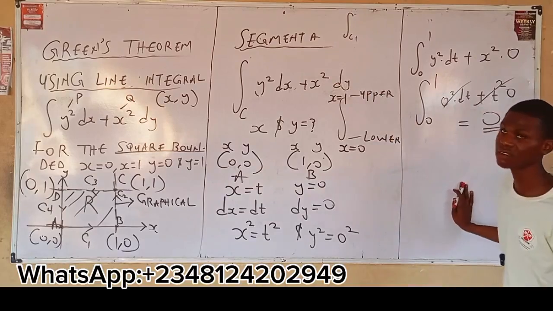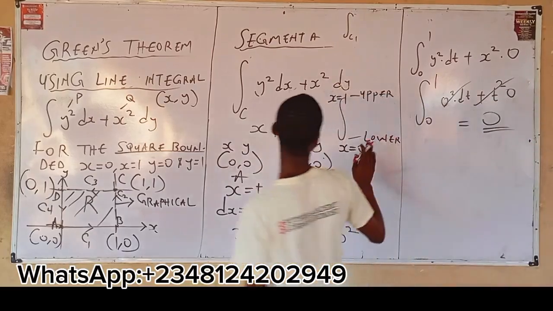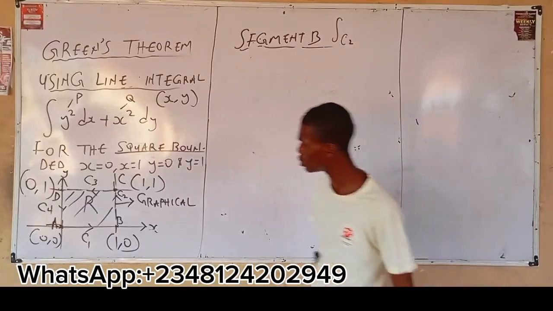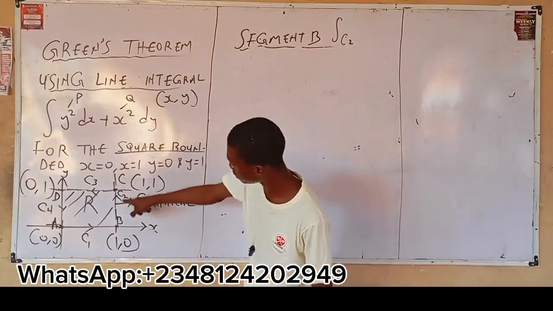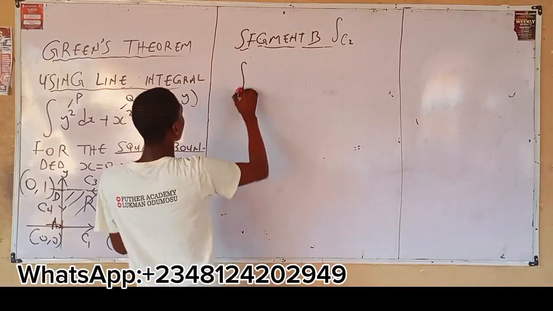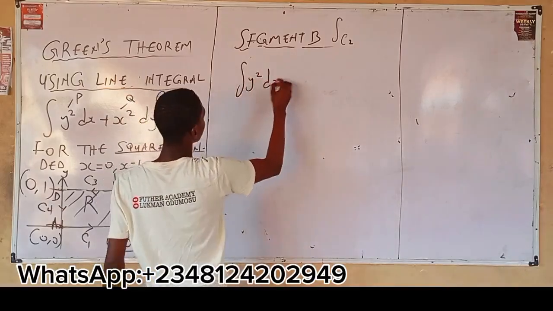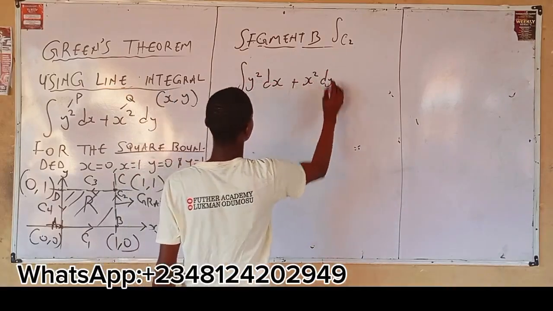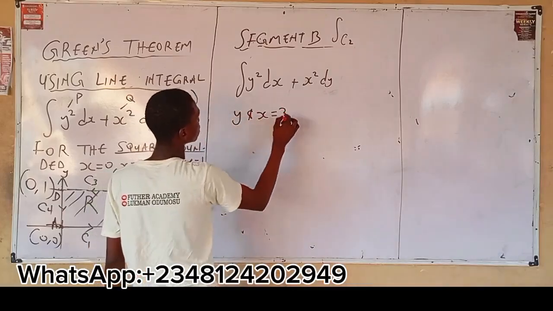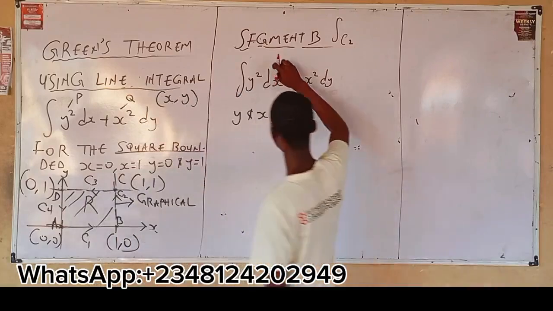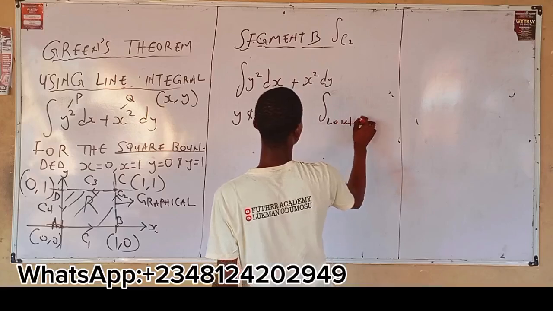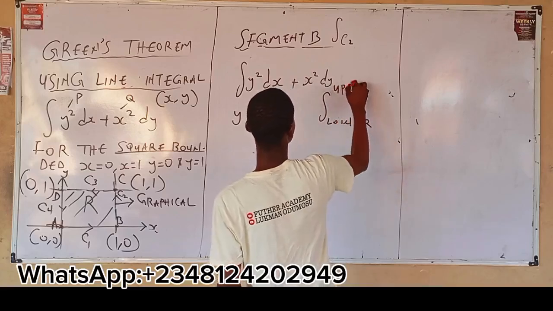Now let's perform the line integral on segment B. Similarly for segment B, meaning B to C, that is integral C2. Same idea. Write out your line integral formula, integral y squared dx plus x squared dy. From here, you need your y function and your x function, and you also need your lower limit and your upper limit.